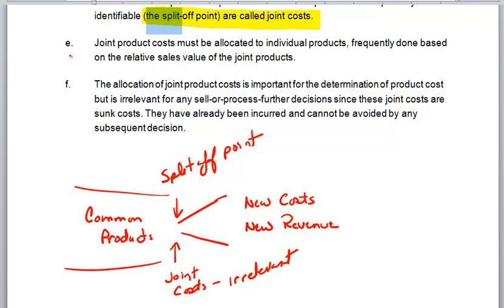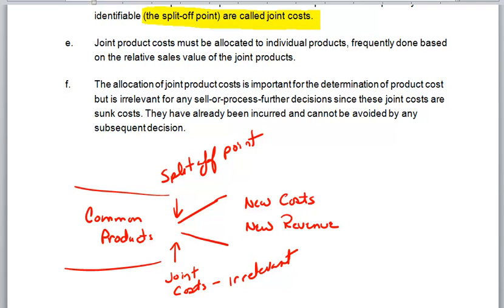And it tells you in E, joint product costs must be allocated to individual products, frequently done based on the relative sales value of the joint products. So under this common product, they have this joint cost. You normally don't have any way of allocating except based on usually revenue or number of units that we produce from each type of product coming from this common product. Then when we have what we call the split-off point, we then can track more directly the different types of products because they have specialized processes that we can track more directly to the individual products after the split-off point.